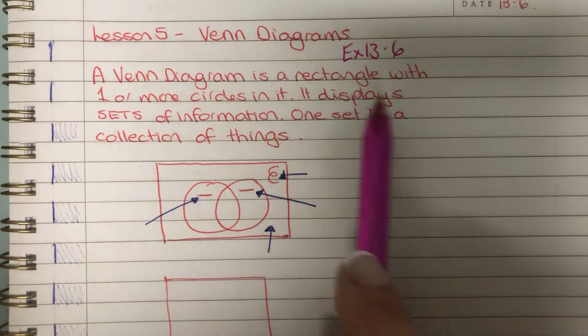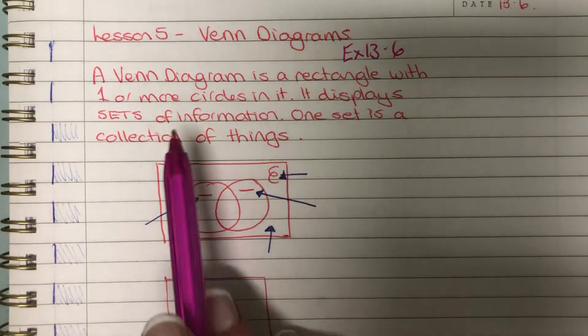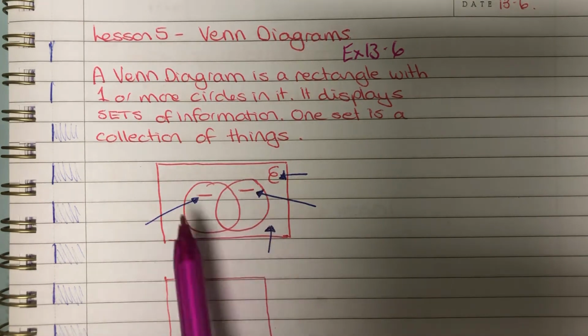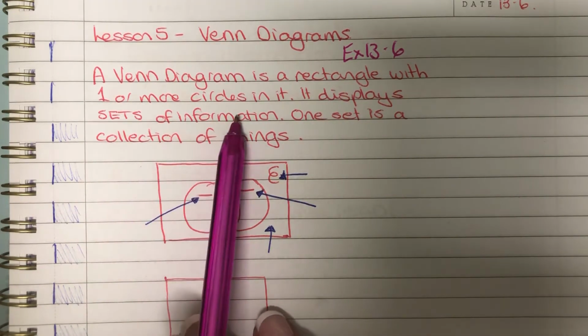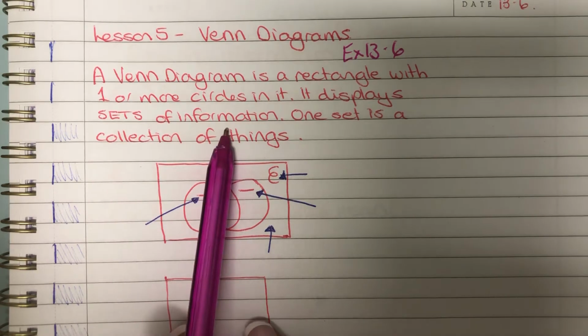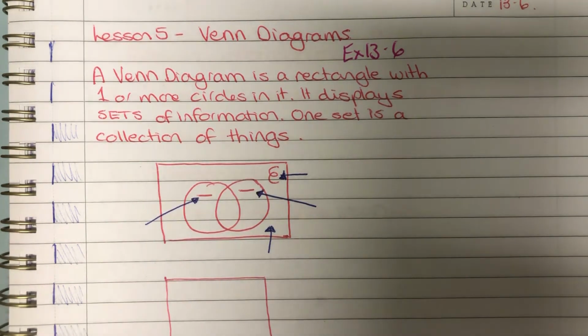And we will get you to copy what we're going to talk about now. So just this sentence and then the box below. A Venn diagram is a rectangle with one or more circles in it. It displays sets of information. One set is a collection of things.